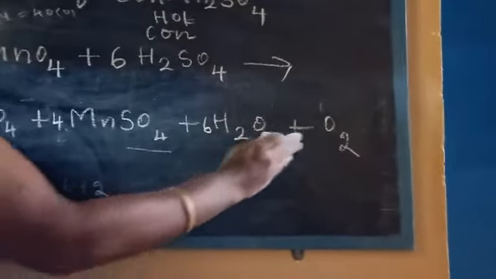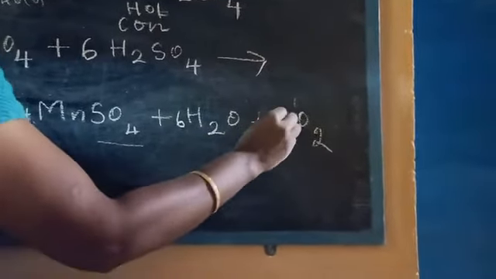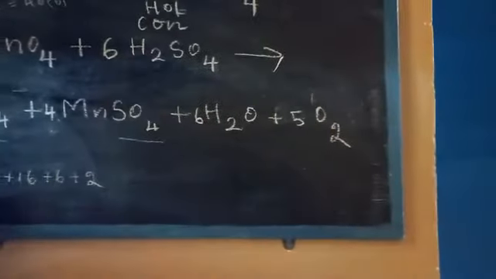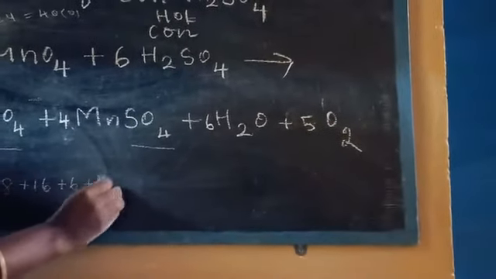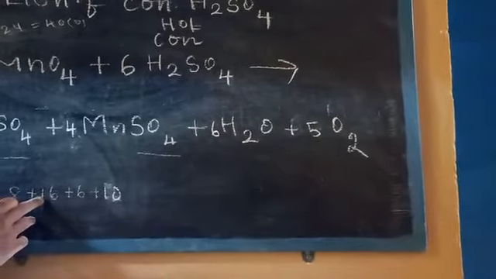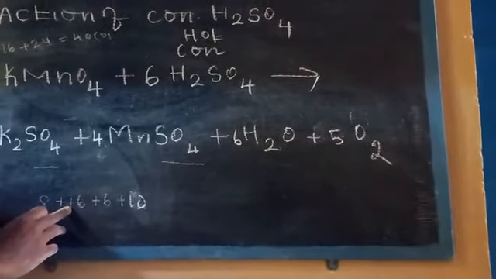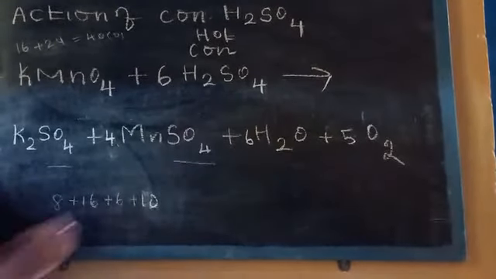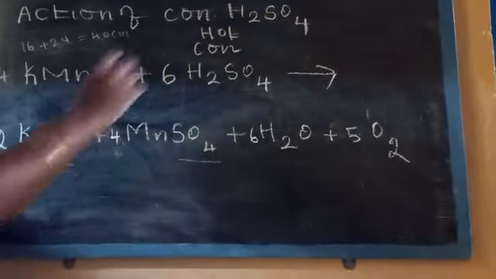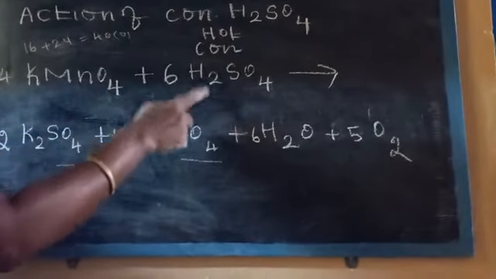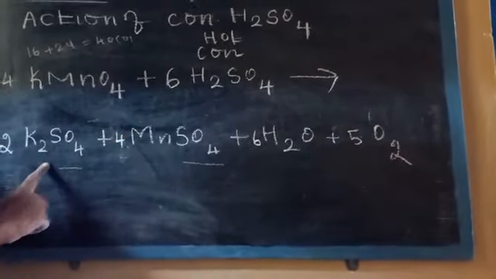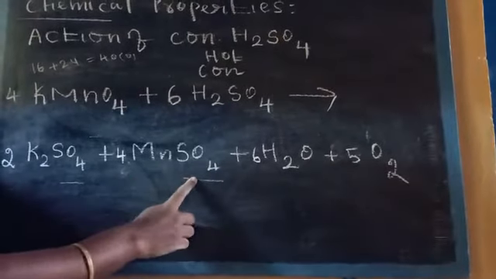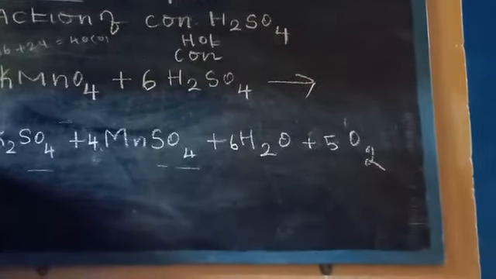Children, now 5 2s are 10 here. So 8 plus 40. It is balanced. Now see the condition: with hot concentrated sulfuric acid, we get potassium sulfate, manganese sulfate, water molecule and oxygen.